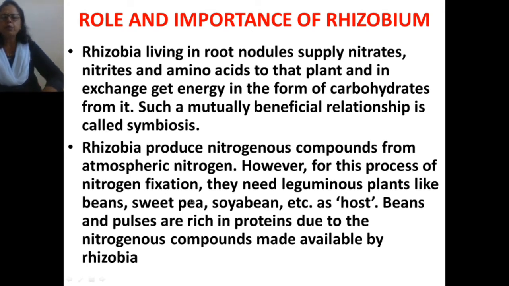Now rhizobia produce nitrogenous compounds from the atmospheric nitrogen. However, for this purpose of nitrogen fixation, they need leguminous plants like beans, sweet pea, soya bean, etc. as a host. And beans and pulses are rich in proteins due to the nitrogenous compounds made available by rhizobia.